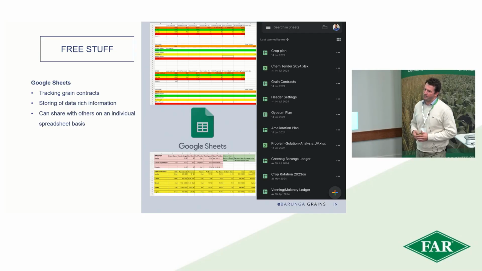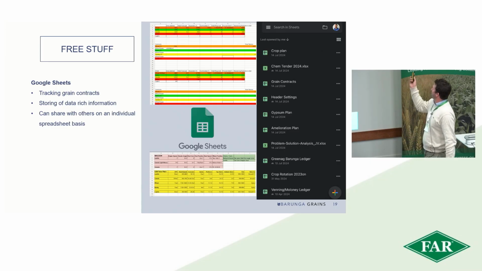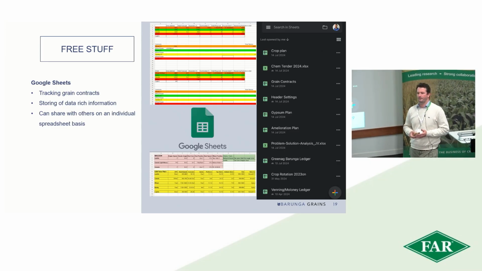Google Sheets is another one, similar thing, but I probably use it for a little bit more heavy data stuff. Up the top, I've got my crop plan. I've got a chem tender, so we aggregate. We've got 5 or 6 of us in a private agro group that aggregate all our chemical together. We all just have a shared spreadsheet, each with a column.